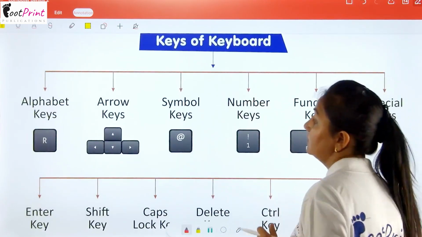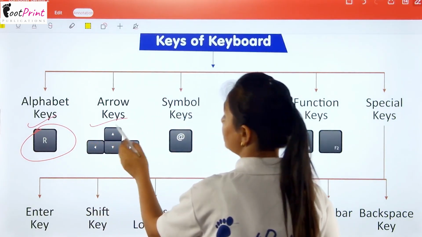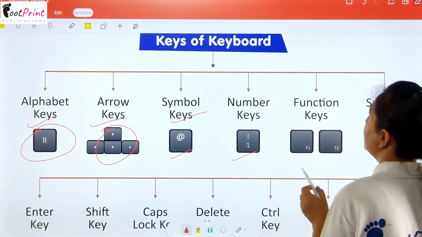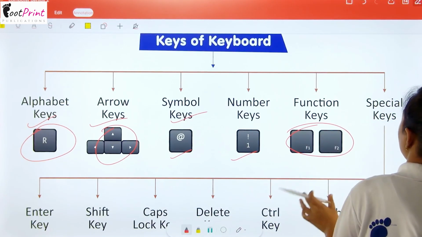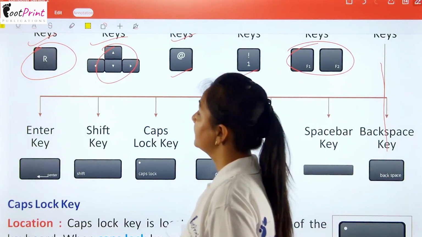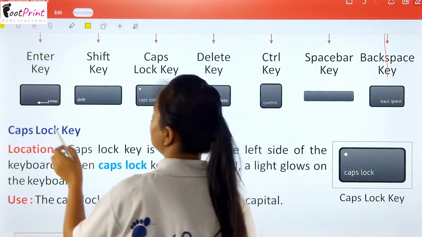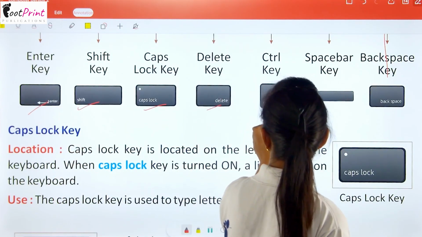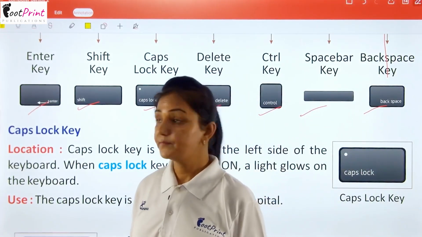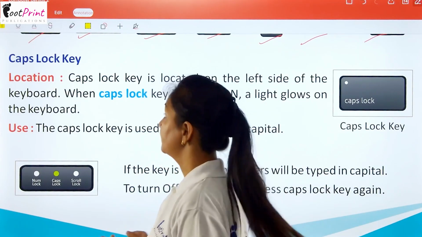Keys of the keyboard. Students, these are the keys of the keyboard, that is alphabet keys. Arrow keys will be like that, symbol keys will be like that, number keys will be like that, function keys will be like that, and special keys are like this. All these are the special keys, meaning enter key, shift key, caps lock key, delete key, control key, space bar key and backspace key. Clear?